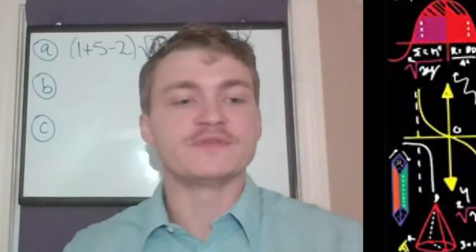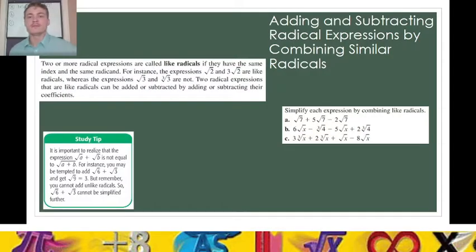Four square roots of 7. For part B, 6 square roots of x, subtract 1 cube root of 4, subtract 5 square roots of x, plus 2 cube roots of 4. So for part B, we have 4 terms.